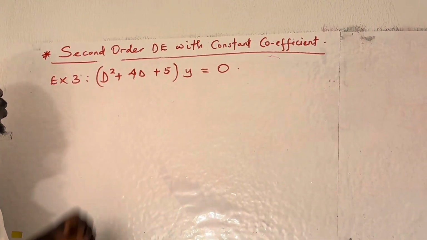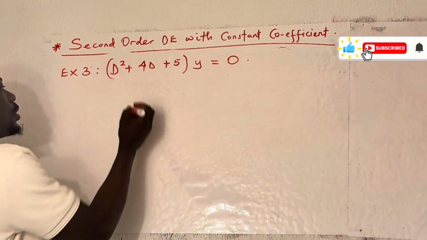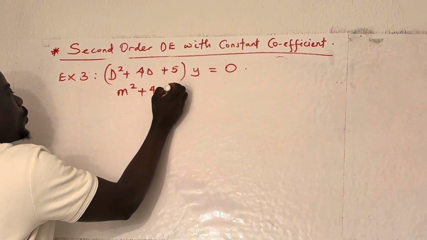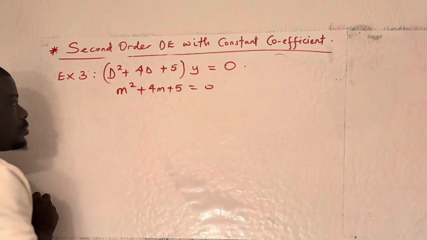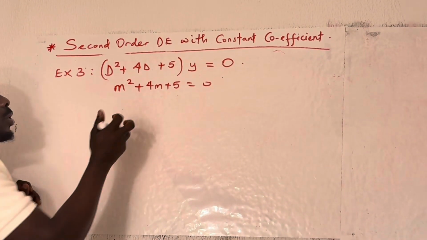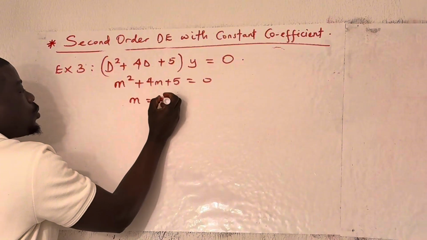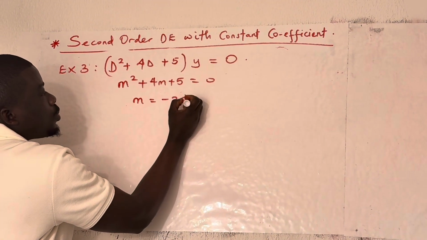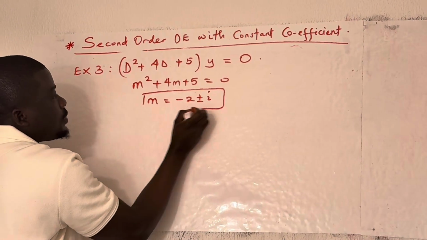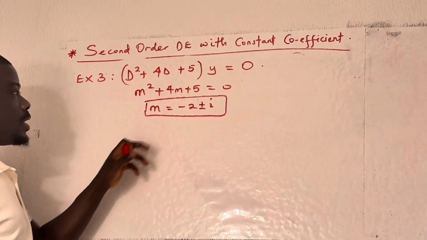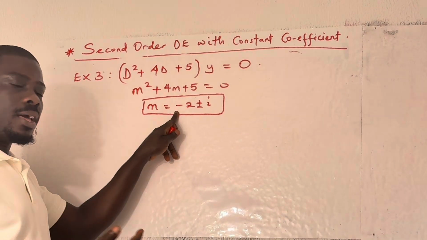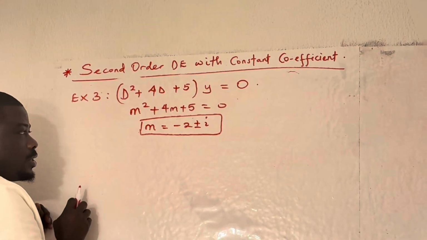So we have another question on the board. The same procedure. We have m squared plus 4m plus 5 equals 0. So when you solve this, we are going to get a complex value where our m will be equal to minus 2 plus or minus i. So this is what we are going to get as our root. Now, from the cases I gave you earlier, how do we solve this?